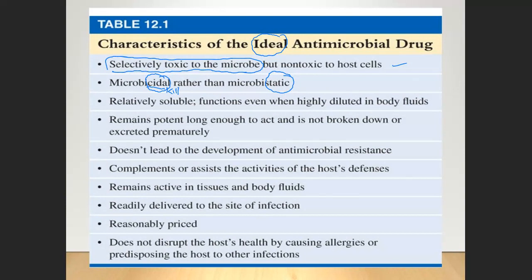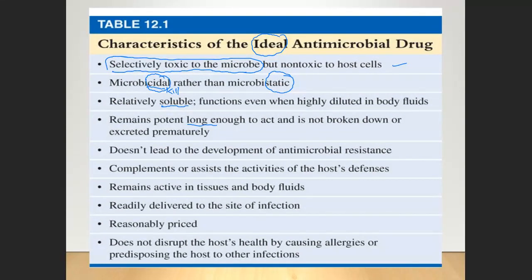Relatively soluble, because our body mostly consists of water. So these drugs should be soluble in our interstitial fluid or the fluid inside our body, and then remain potent for long enough to act against that bacteria. It means that the drug will not be metabolized very fast in our body, otherwise it will lose its activity against the pathogenic microbes.